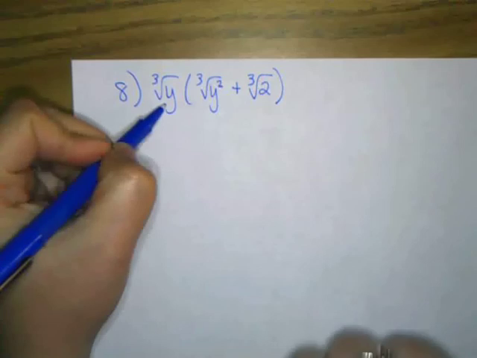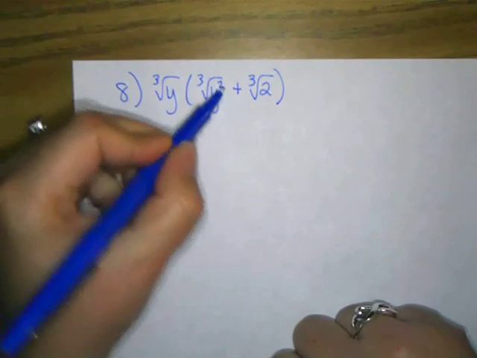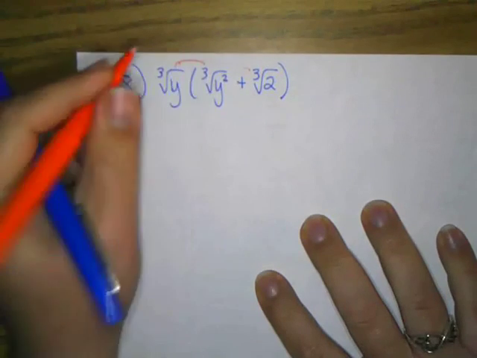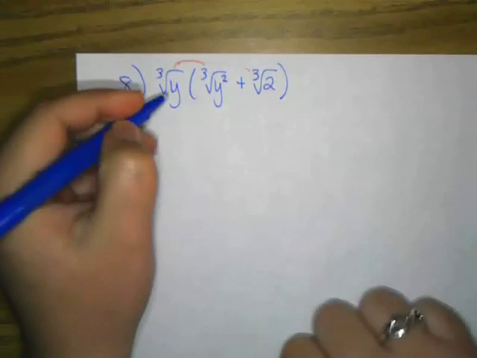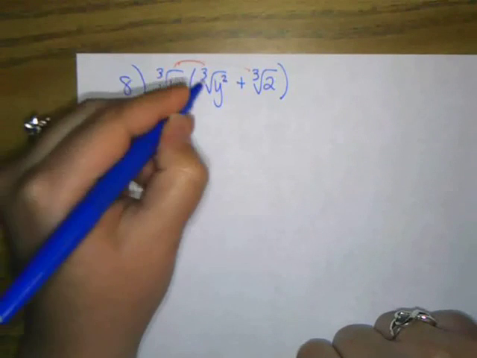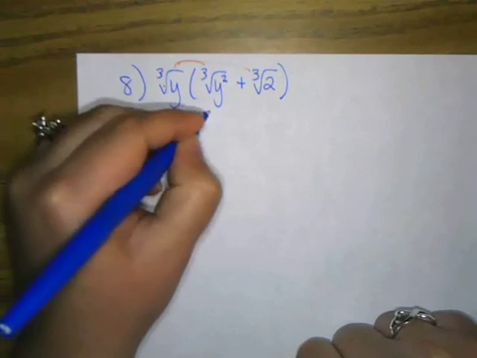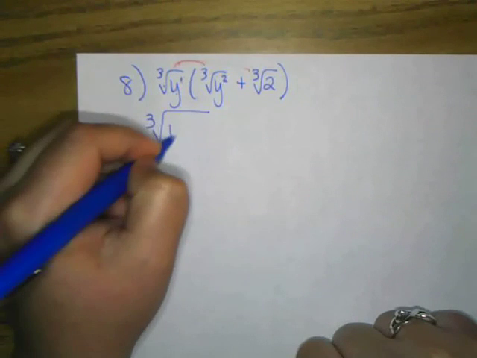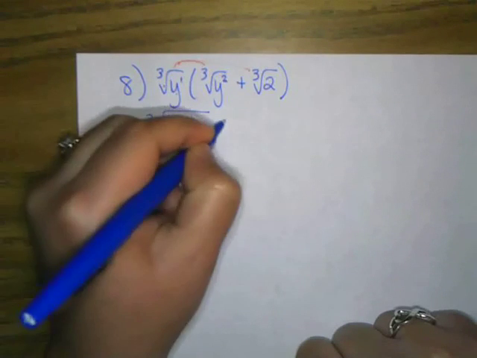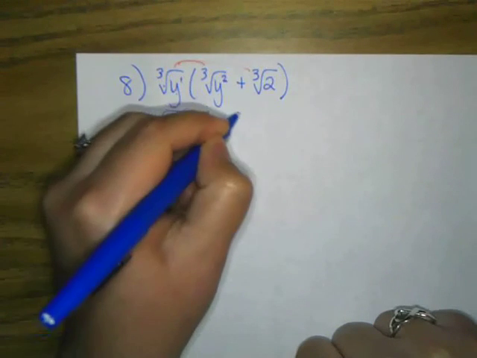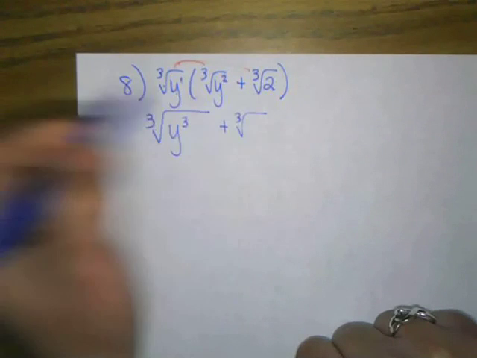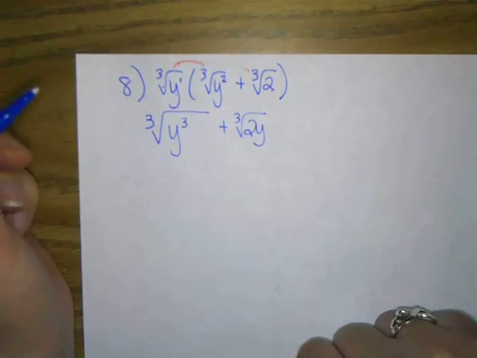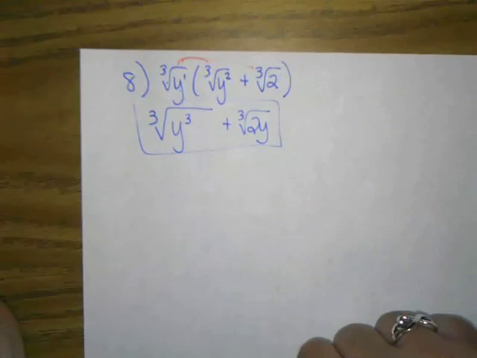Okay, so we have cube root of y times the quantity cube root of y squared plus cube root of 2. So again, we're going to distribute. We have cube root times a cube root leaves cube root of y to the first times y to the second is y to the third, plus the cube root of y times 2 is just 2y. Done.